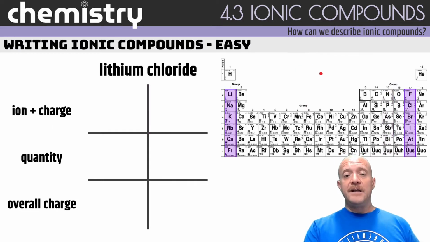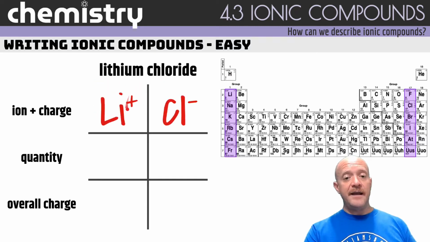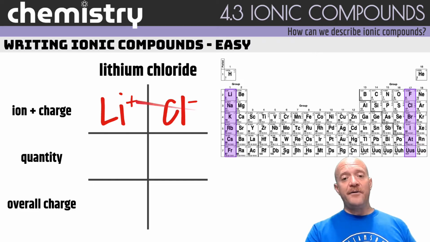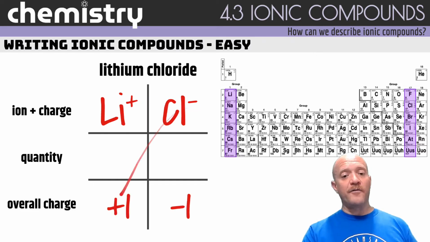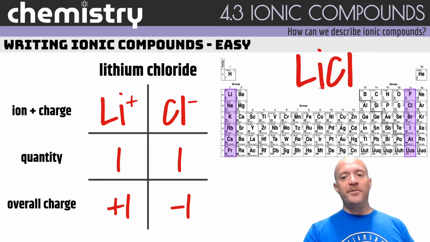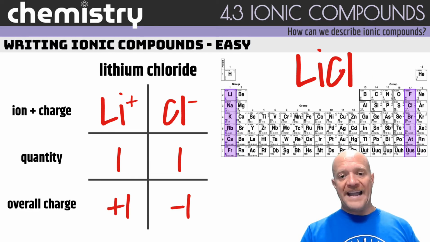Okay? So here's an example of an easy one. We have lithium chloride. So what you're going to do is put the ion with the charge, Li plus, Cl minus. Now, if you notice, +1, -1, the overall charge will not change. So +1, -1. How many do you need of each one to make that charge? You only need 1. So when you write this formula, you don't put a subscript. You just write LiCl, lithium chloride.